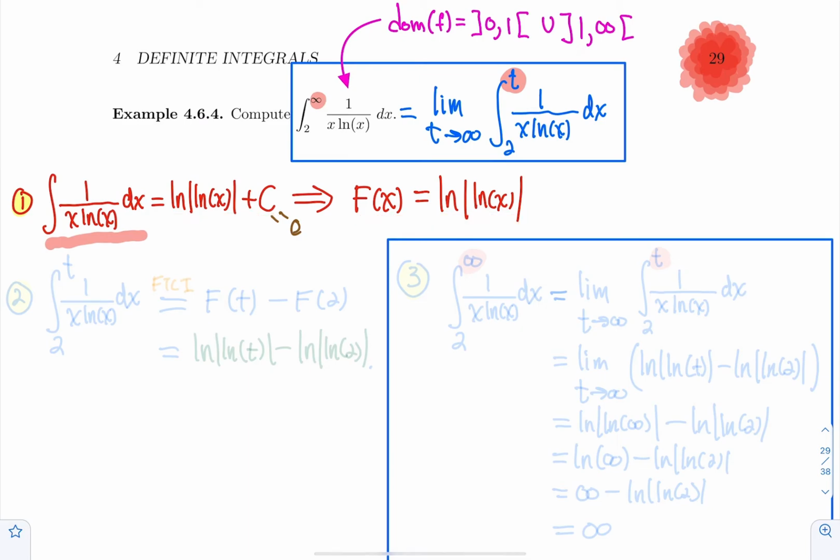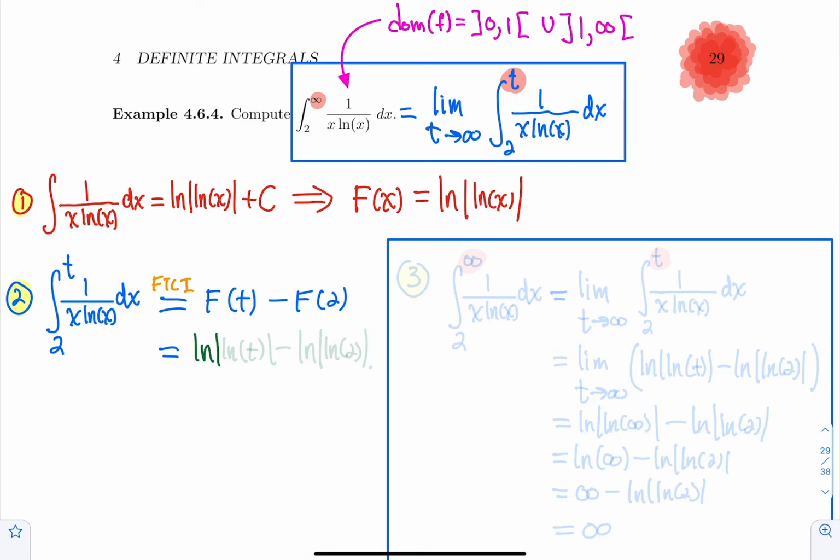The second step is to compute the definite integral from 2 to t of 1 over x ln x dx. We know by the first fundamental theorem of calculus that this is going to be F of t minus F of 2. By using our function that we just freshly defined, this is going to be equal to ln of the absolute value of ln t minus ln of the absolute value of ln 2. And that's our equation for this definite integral.